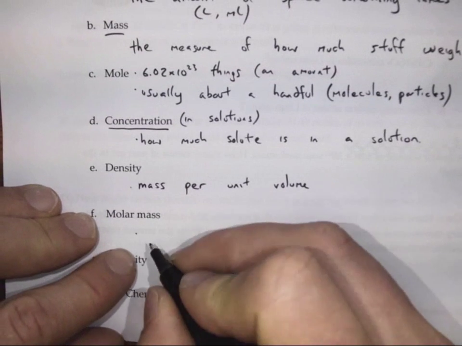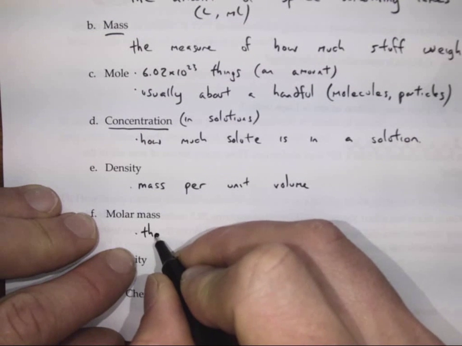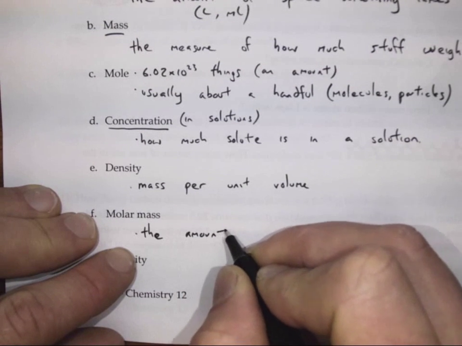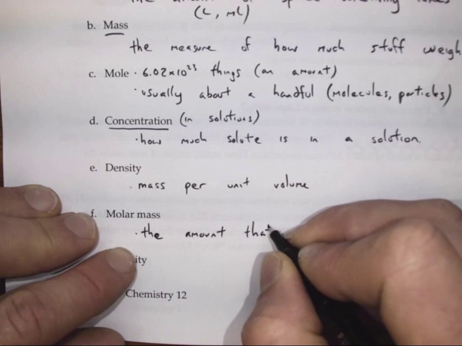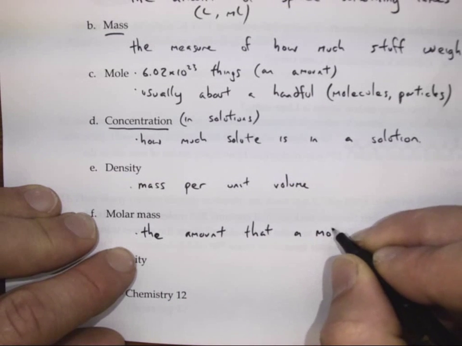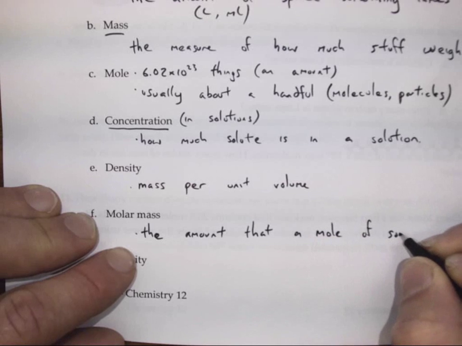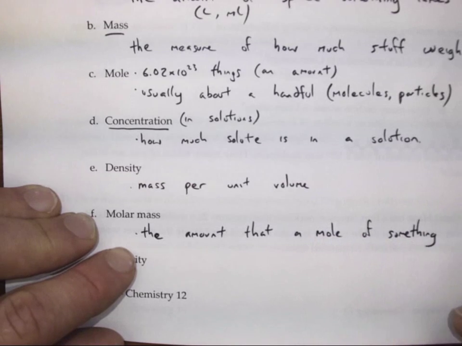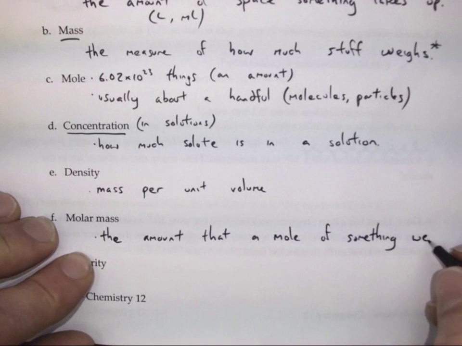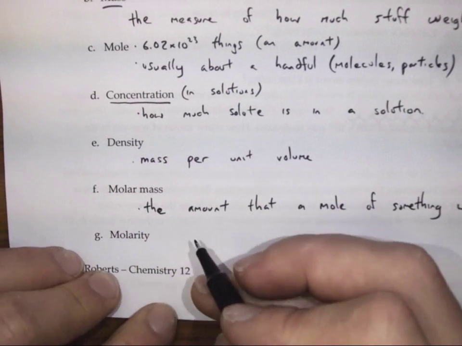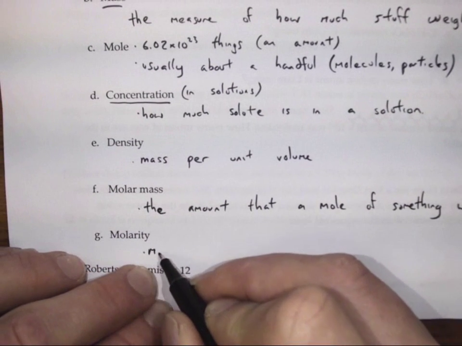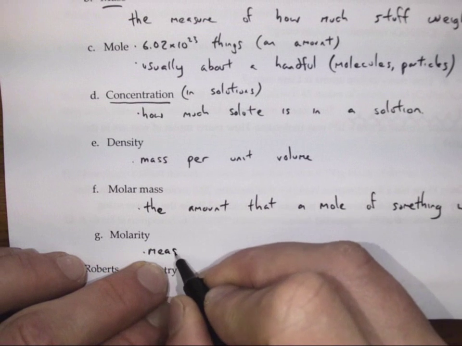On to density. Density is a measure of mass per unit volume. So if you have a given volume of a substance, how much does it weigh? A more dense substance will weigh more. Molar mass is the amount that a mole of something weighs. Pretty simple. And lastly, we have molarity. And molarity is a measure of concentration in solutions.